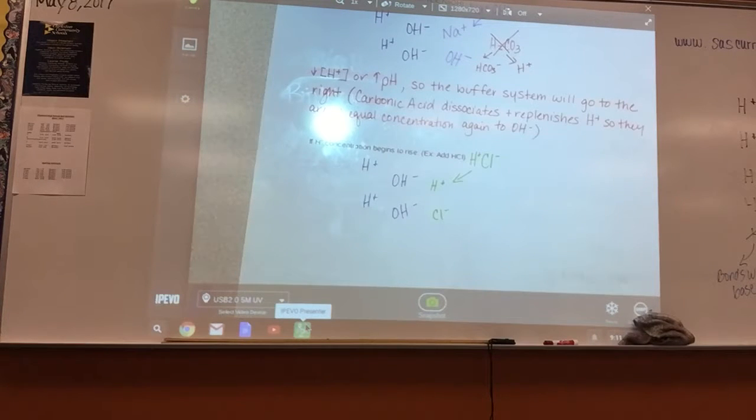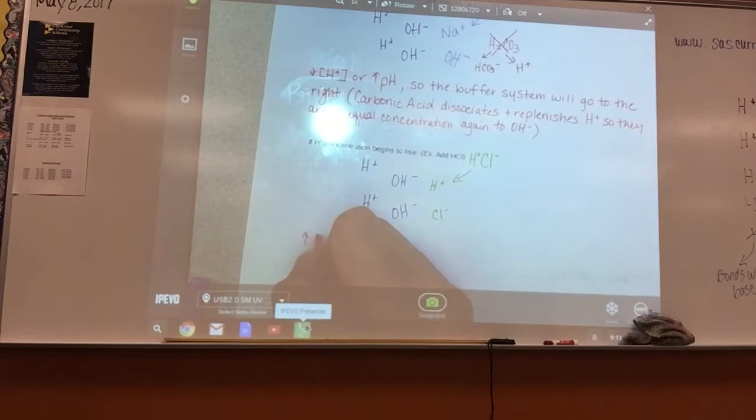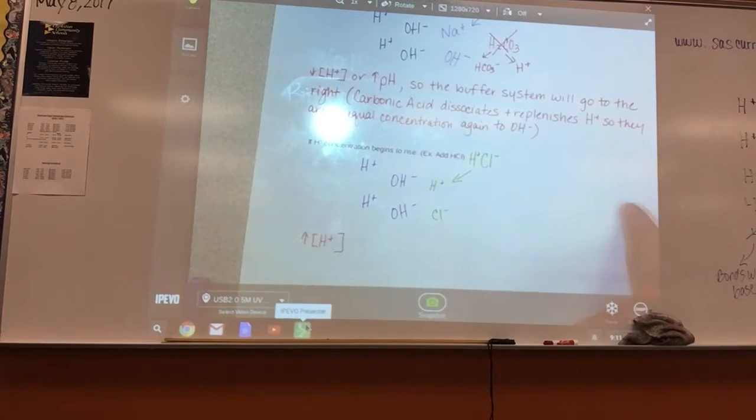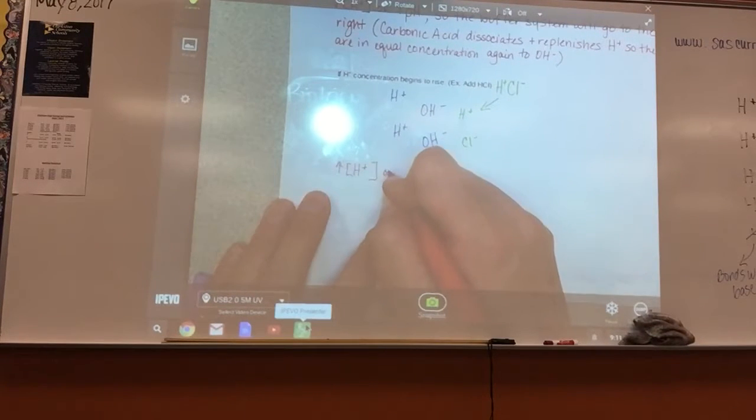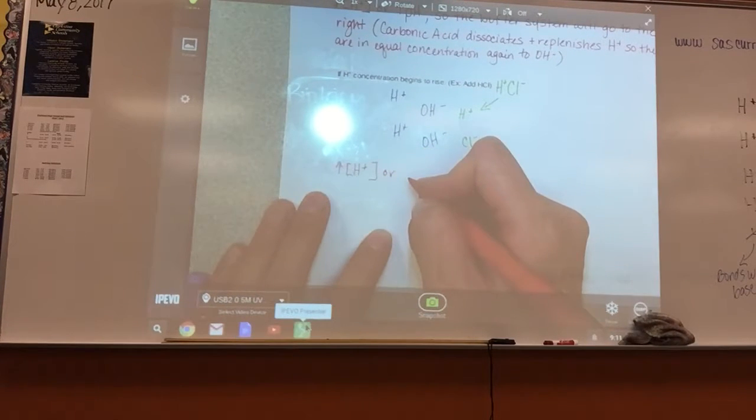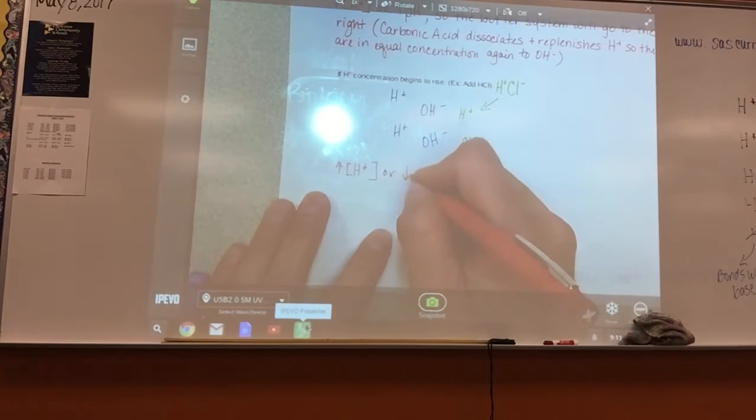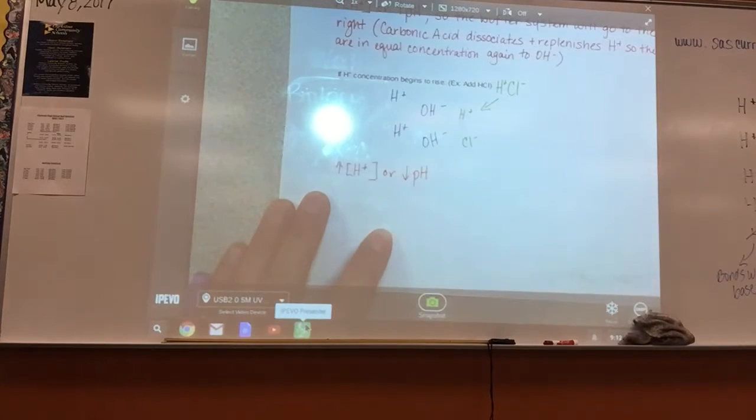And so in this case, now what has happened to the hydrogen ion concentration? It has increased. So we've increased the H plus concentration. Or another way to say that, we did what to the pH? It goes down, pH goes down.